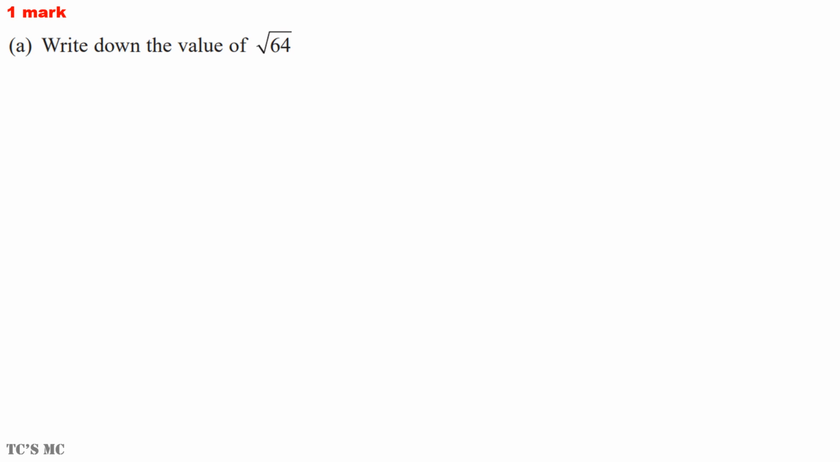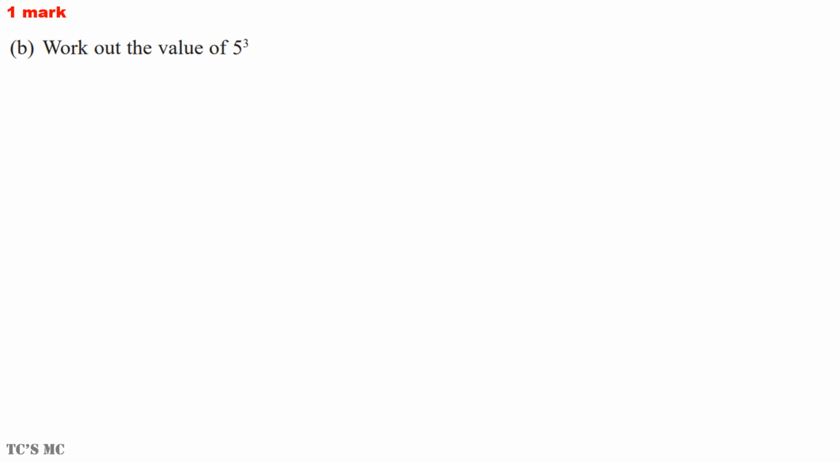Write down the value of square root 64. This question is just checking to see if you understand notation. So this symbol means square root. So in other words, what number multiplied by itself is 64? And we would say 8. If you want to be extra fancy, you could say positive or negative 8, but just writing 8 is perfectly okay.